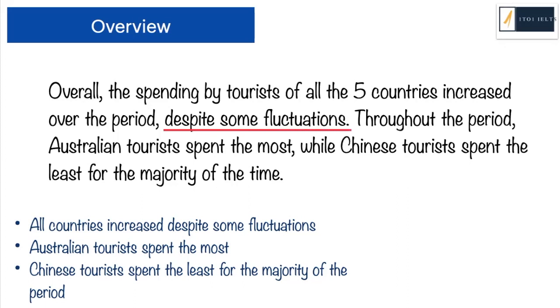You'll notice this expression, despite some fluctuations, for the majority of the time. I've used these just to show that this is not always true, that sometimes some of the data decreases, and at certain points in the graph, Chinese tourists actually spent more than tourists from other places. But because we're looking at the data in general, this just means that everything is accurate.